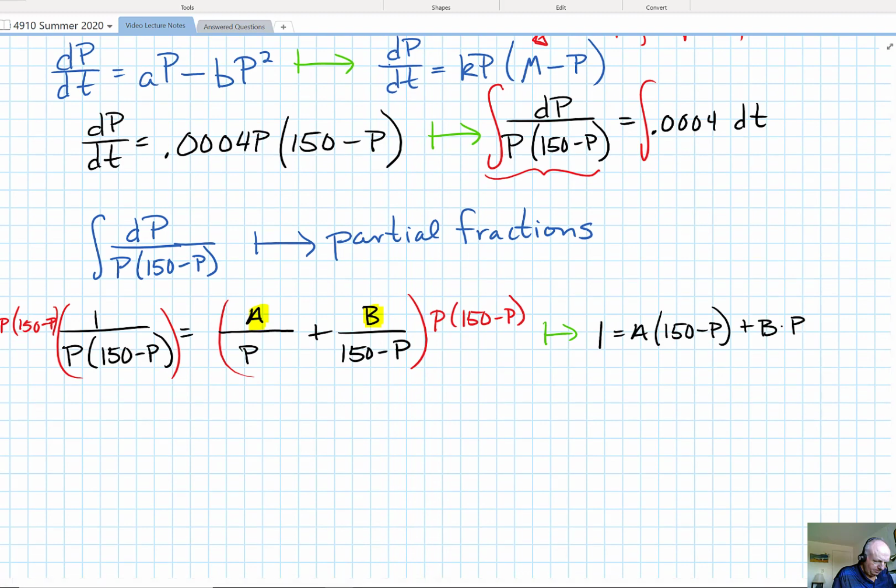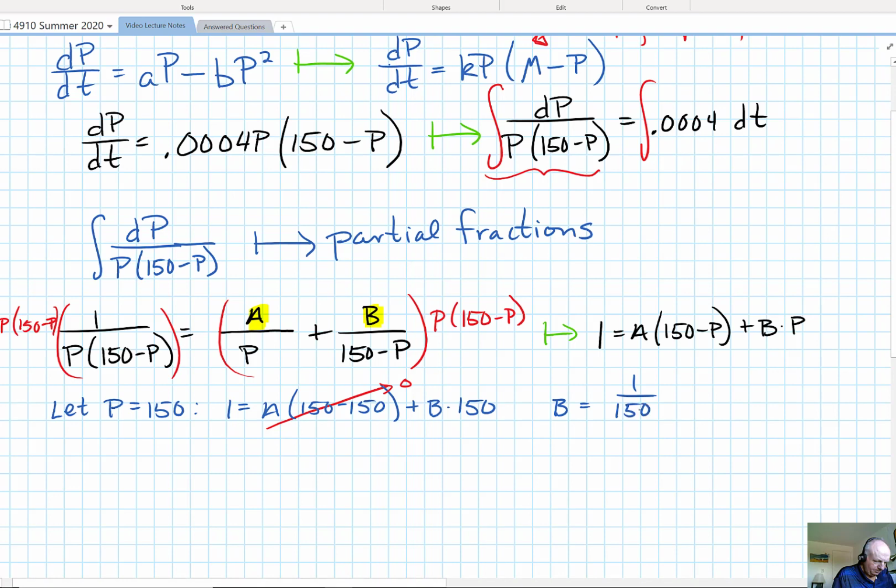And so the trick is this: you let P equal 150, and you plug that into that entire equation. And when you do that, you get 1 equals A times (150 minus 150, or 0), plus B times 150. And notice this term will disappear. That's 0. And so we end up with 1 equals B times 150, or B equals 1 over 150.